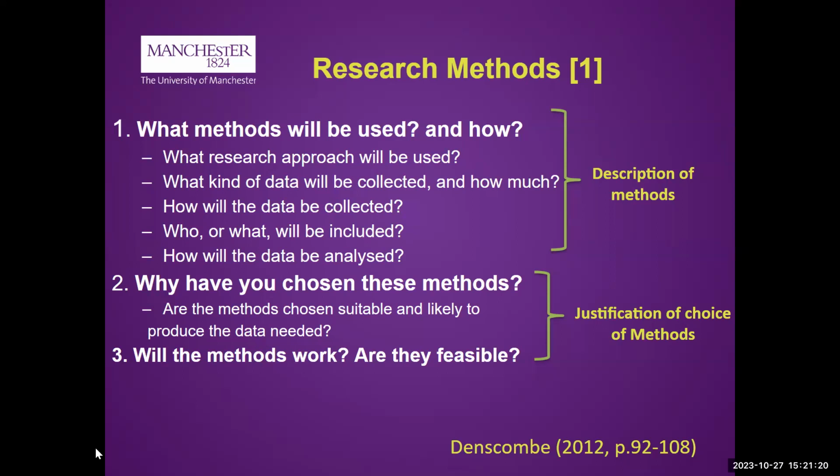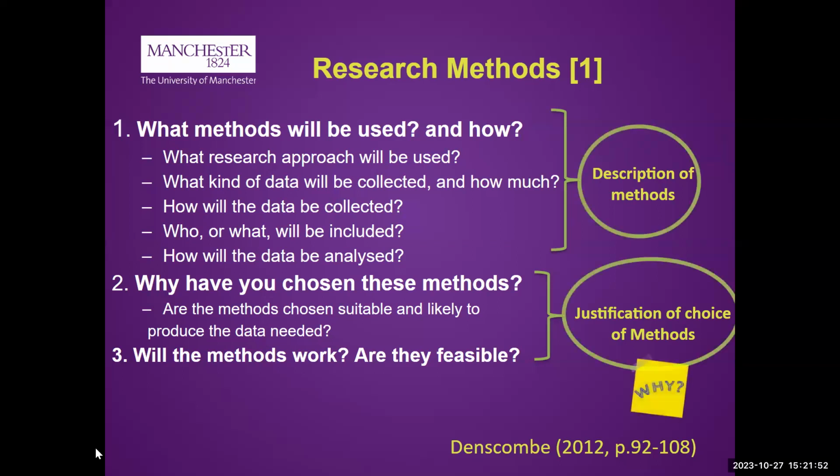Are the methods chosen suitable and likely to produce the data you need? Well, you need to make sure that you choose a method that will give you the data that you need to collect. And will they work? Are they feasible? You do need to think about the research context, your participants, any risks in order to see if they are feasible. So again, we move from the what stage to the how, and then why. What, how, and why.